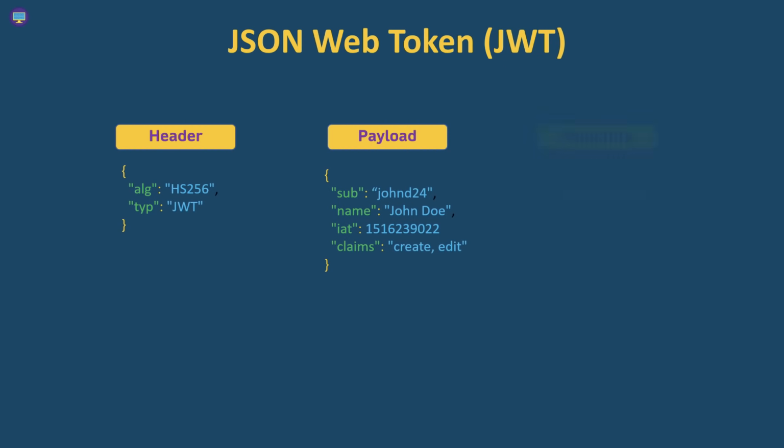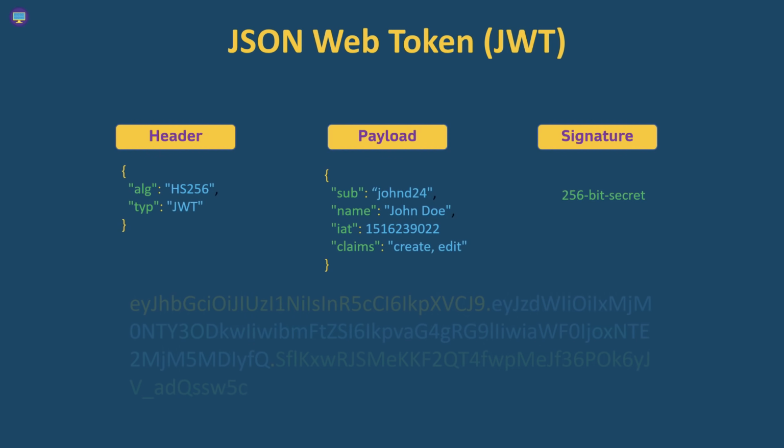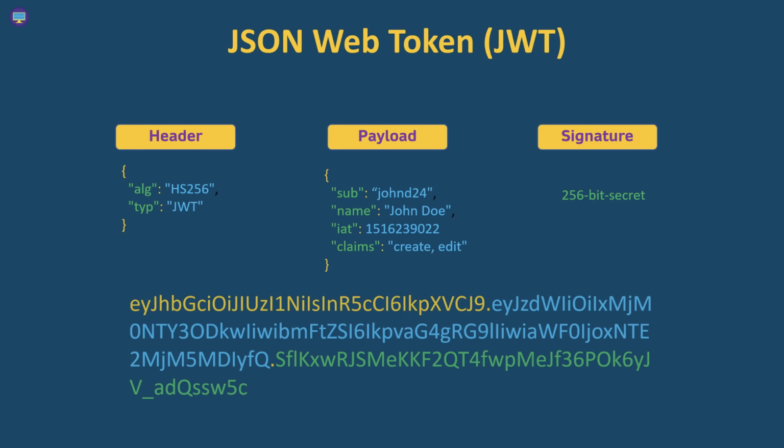And then there's a third part, which is the signature. To create the signature, you have to take the encoded header, you take the encoded payload, and then you use a secret with the algorithm. You're going to take all that and then sign the token. So that's going to be the signature. And the JSON Web Token would look like this. So all the three different parts: we have the header, and then the payload, and then the signature.